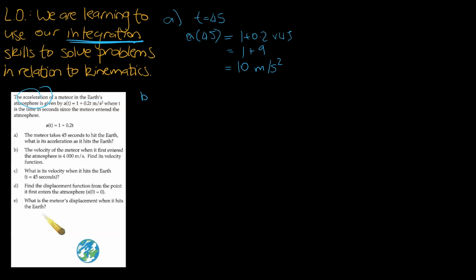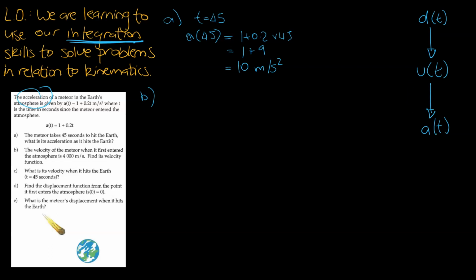Okay, question B. The velocity of the meteor when it first enters the atmosphere is 4,000 meters per second. Find its velocity function. So if you recall our little table, we've got the displacement in terms of time, then we get the velocity in terms of time, and then we get the acceleration in terms of time. And to go backwards, you actually need to integrate.